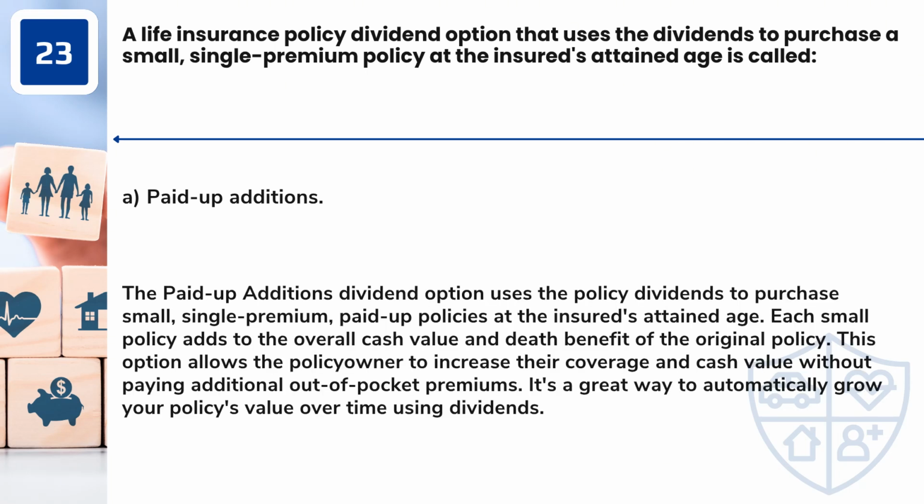Answer: A. Paid-up additions. The paid-up additions dividend option uses the policy dividends to purchase small, single premium, paid-up policies at the insured's attained age. Each small policy adds to the overall cash value and death benefit of the original policy. This option allows the policy owner to increase their coverage and cash value without paying additional out-of-pocket premiums. It's a great way to automatically grow your policy's value over time using dividends.